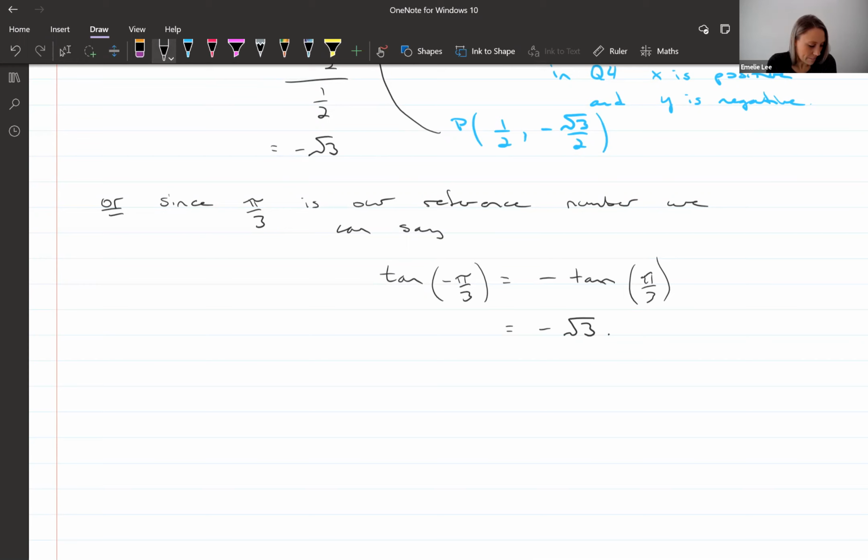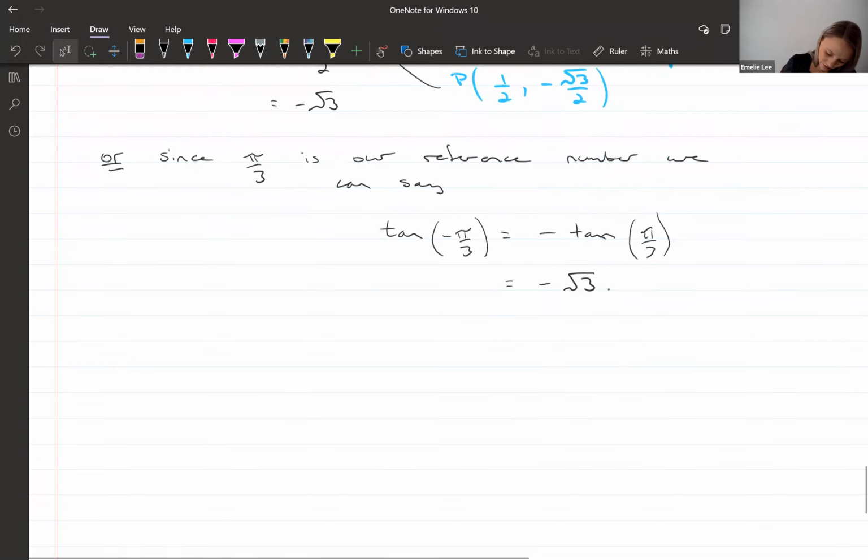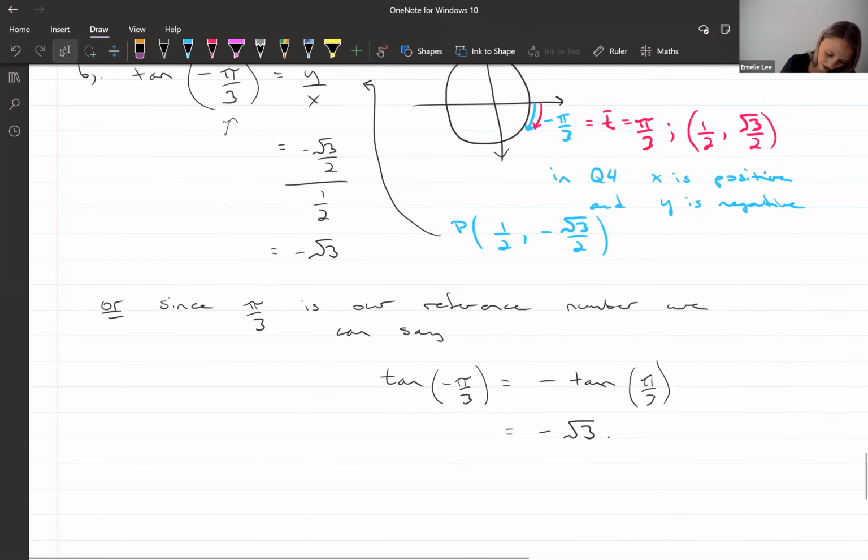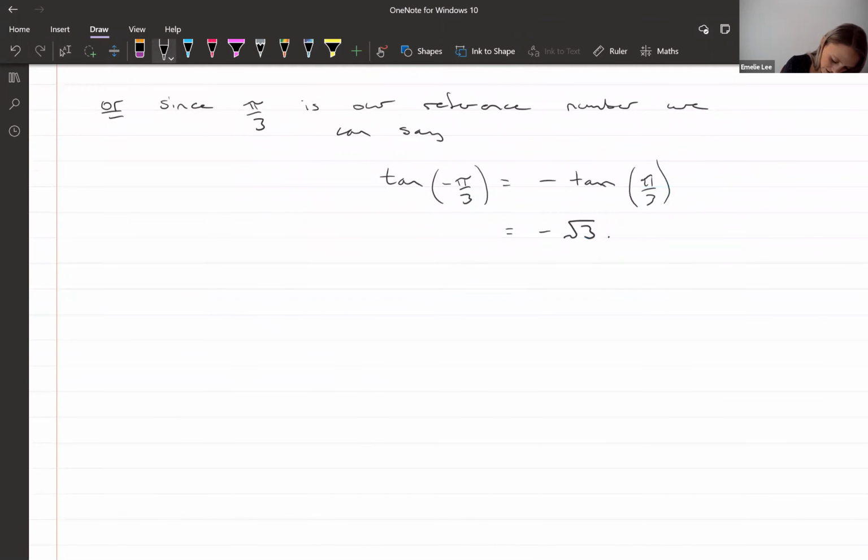Okay. What if we had to do, so that was B. Let's do a part C of this example. What if I have to find something like sine of 19 pi over 4? Okay. I'm going to do the same thing that I did before, right? Or you can use your calculator.